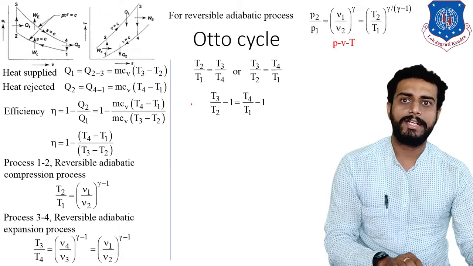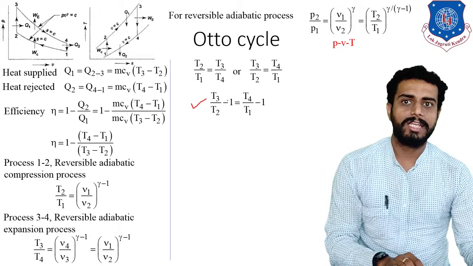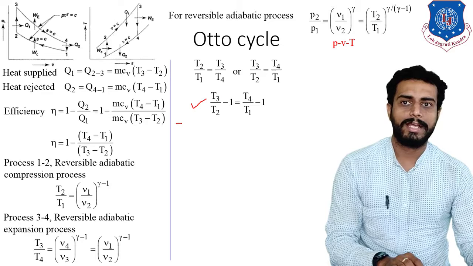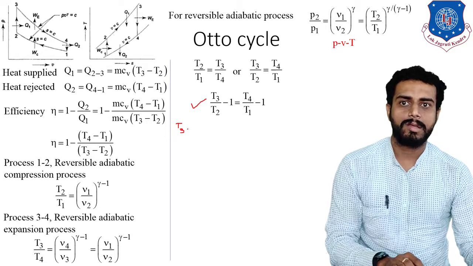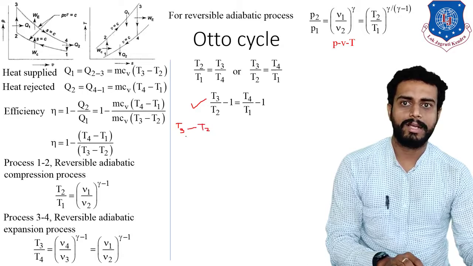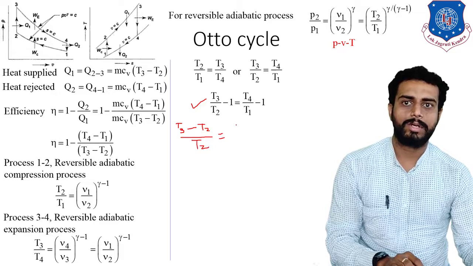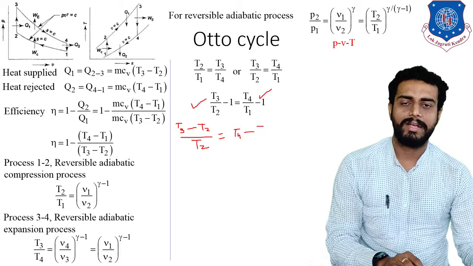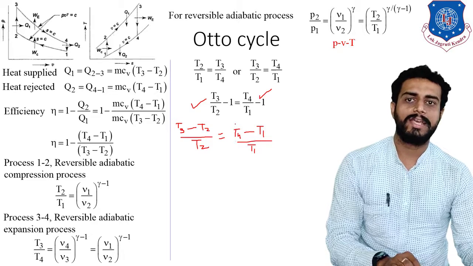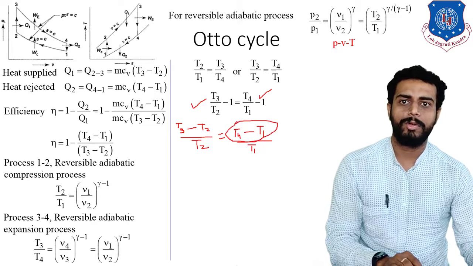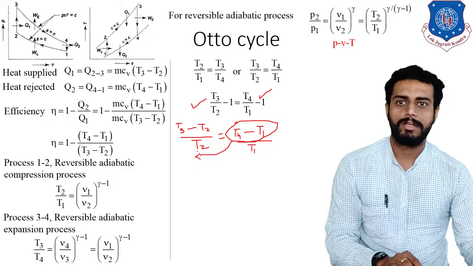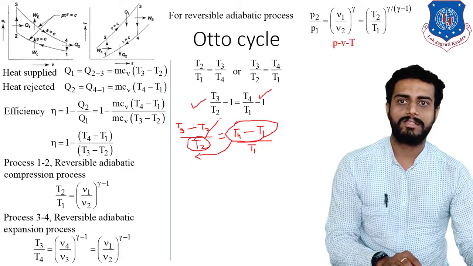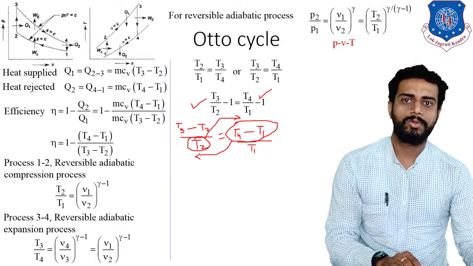Now here, if you take the LCM, what you can write is T3 minus T2 divided by T2, right? That is equivalent to what? Now let us take the LCM on this side also: T4 minus T1 divided by T1. Okay, now let us rearrange the terms. For rearranging, we will take this T4 minus T1 to the denominator and we will take this T2 as the numerator on the other side.